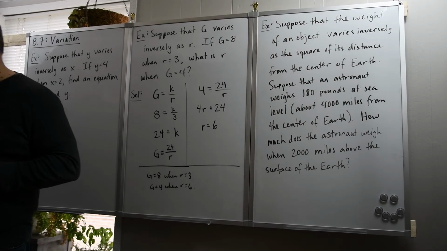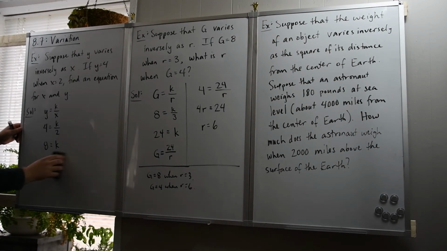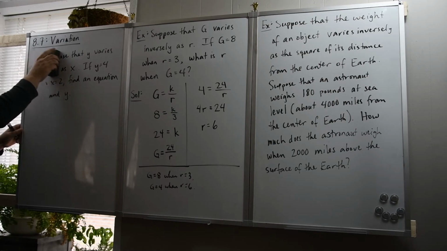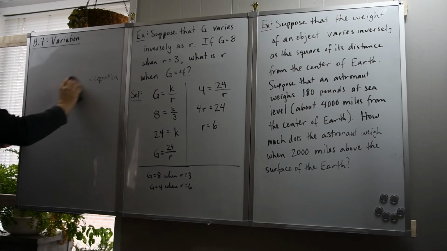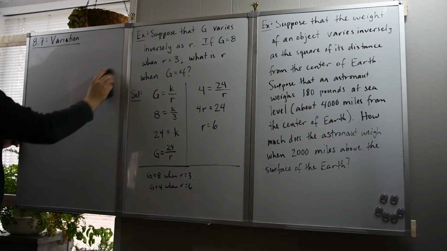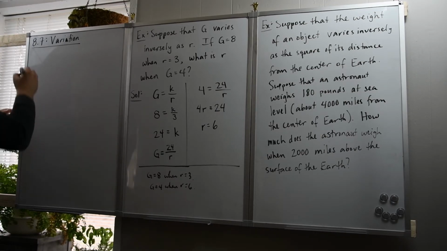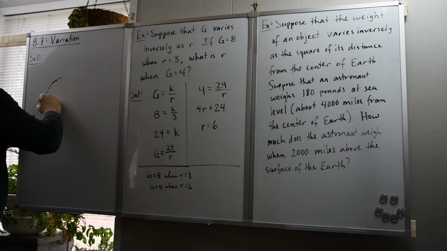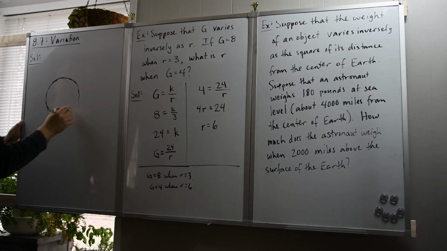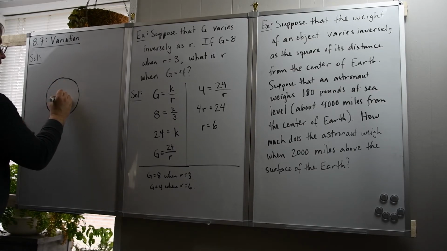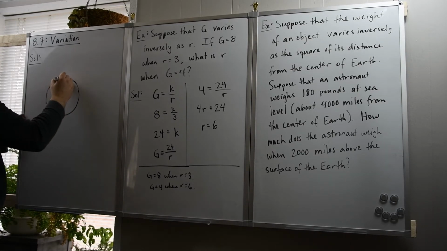Now, this is one of those situations in which it's good to draw a picture. In fact, in many situations, it's good to draw a picture because sometimes it can help you get a better vision of what the problem is all about. And so in this particular case, we'll have Earth represented. We'll have the center right here. And we're going to take a look at this distance as 4,000 miles.